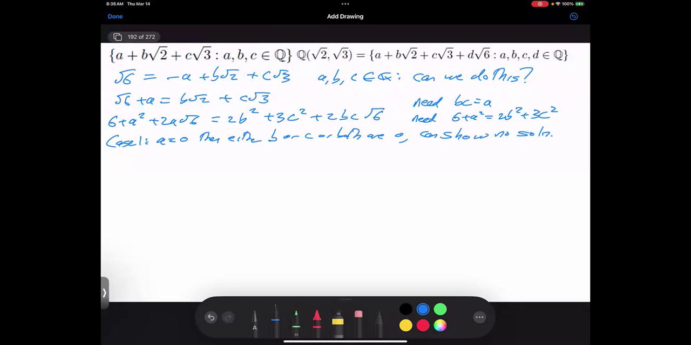So case two, a does not equal 0, so b and c are not equal to 0. Let's try to solve. We know a has to equal bc. So a equals bc implies 6 plus b squared c squared is 2b squared plus 3c squared. Can we say b is less than c? Do we have that kind of symmetry that we can work with? Do b and c occur symmetrically in this equation? Can we say, without loss of generality, make b the smaller one?